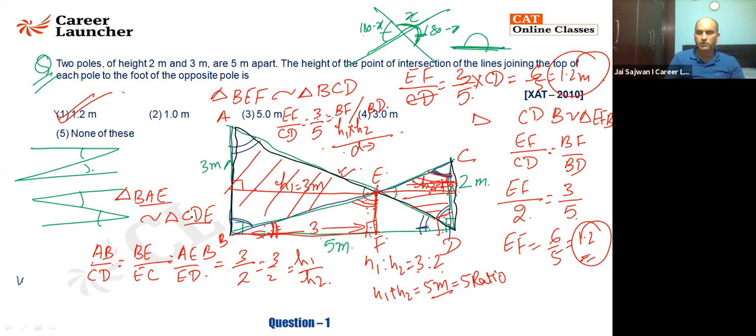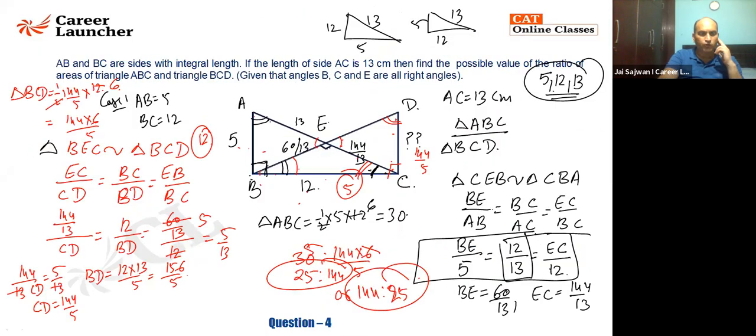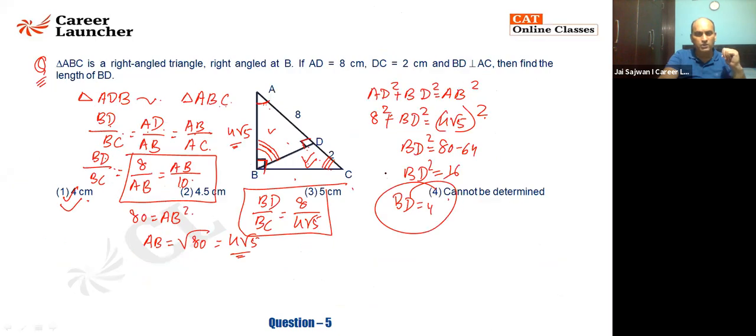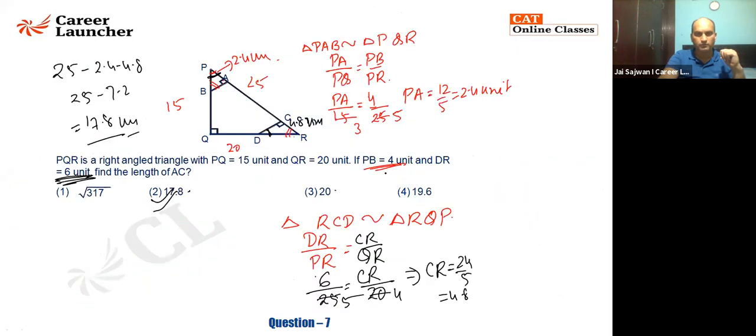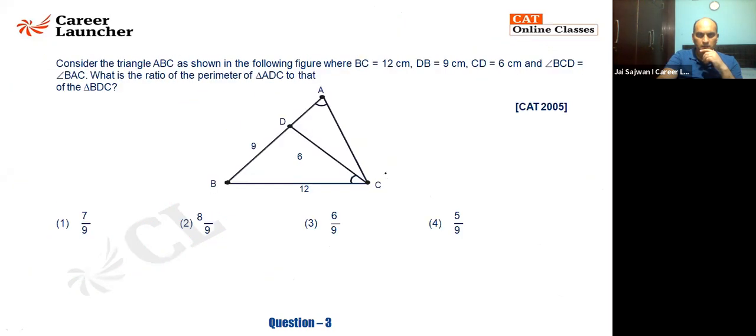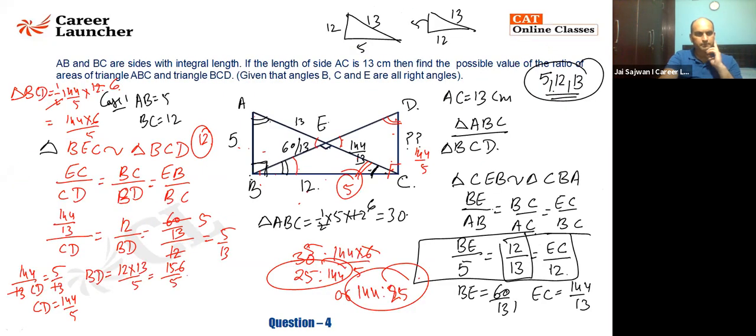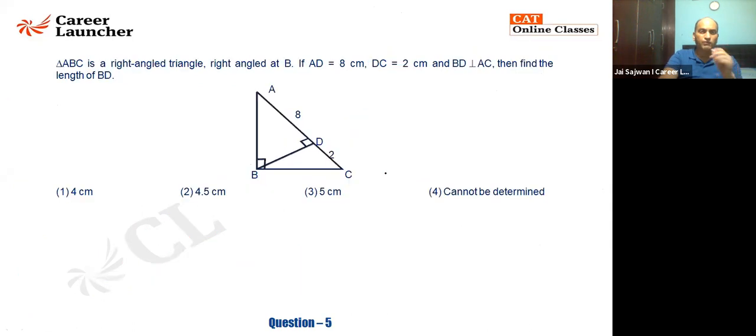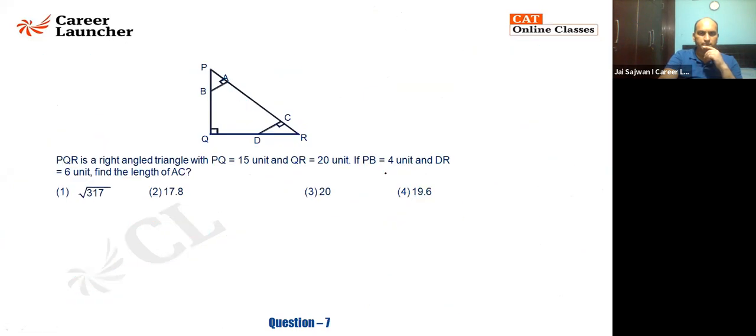Anyone who has any query or doubt, you can switch on your microphone and ask, as well as shoot a message if there is any doubt. So there are two answers which are coming out. One is 25:144 and the second is 144:25.